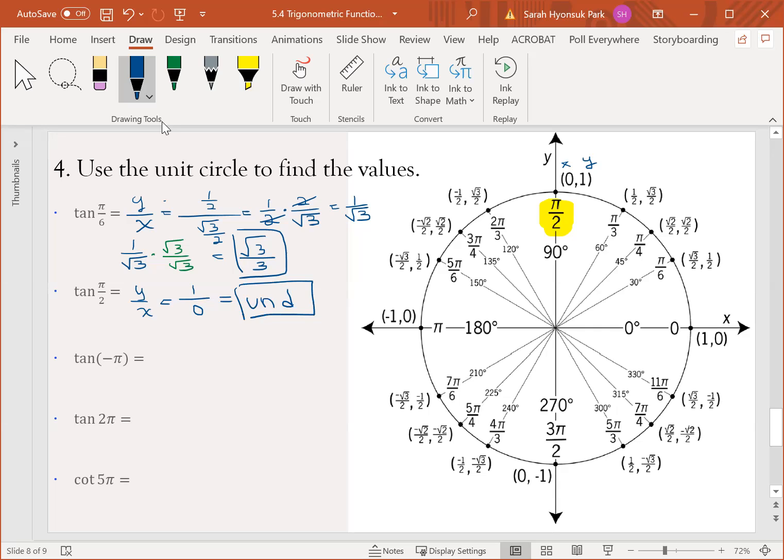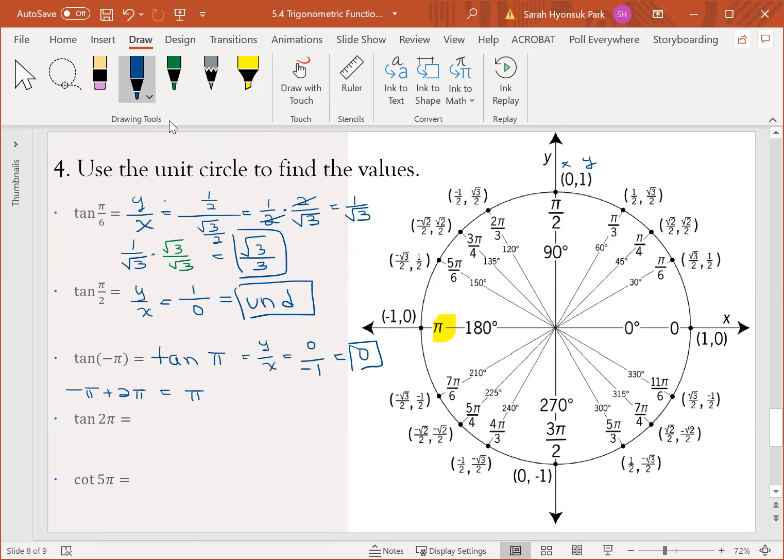Tangent of negative pi, again with negative, just add 2 pi. -1 pi plus 2 pi is pi. So this is actually equivalent to tangent of pi. Tangent of pi. Okay, let's take y, divide by x. Y is 0, we divide by -1. And so that's just 0. Okay, you can divide 0 by something, but you can't divide by 0.